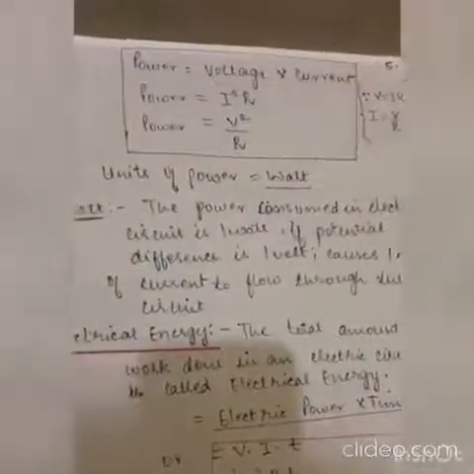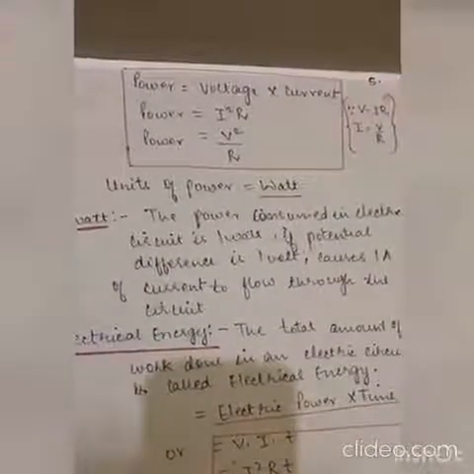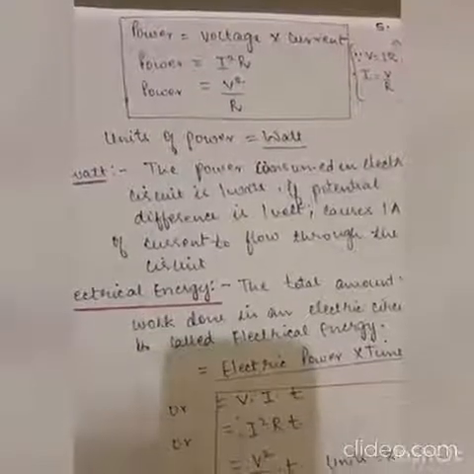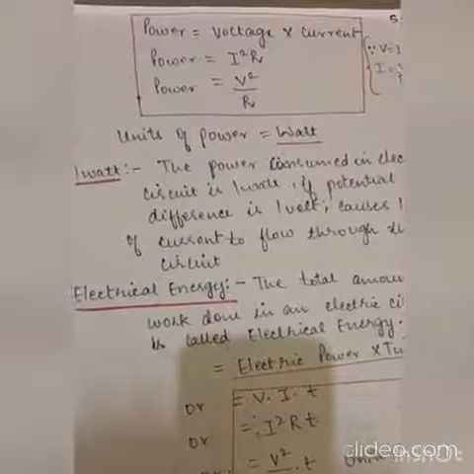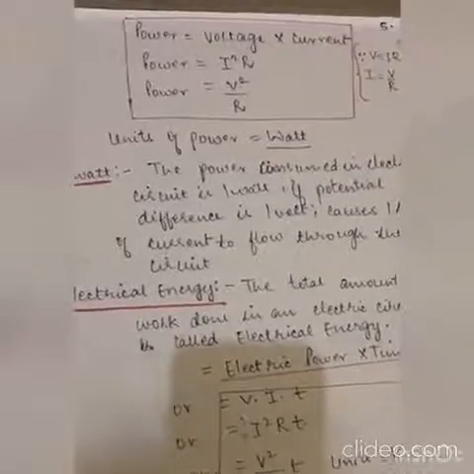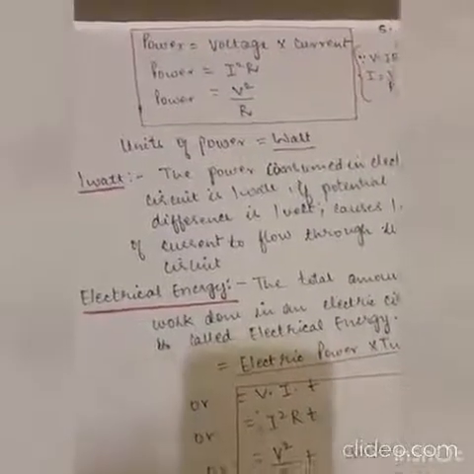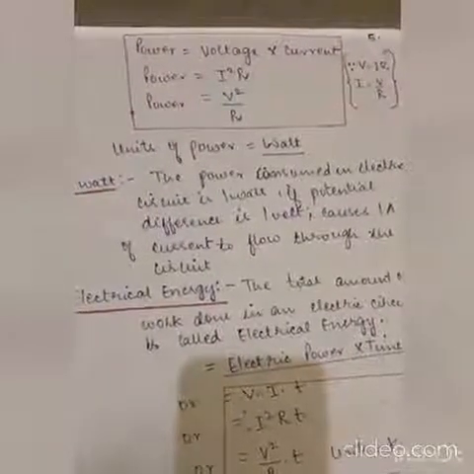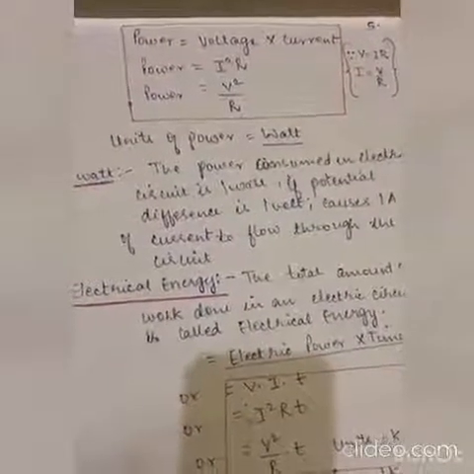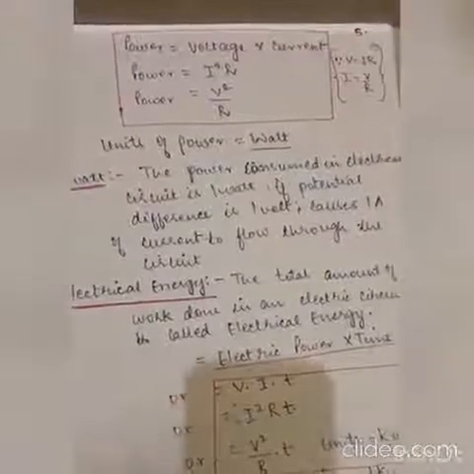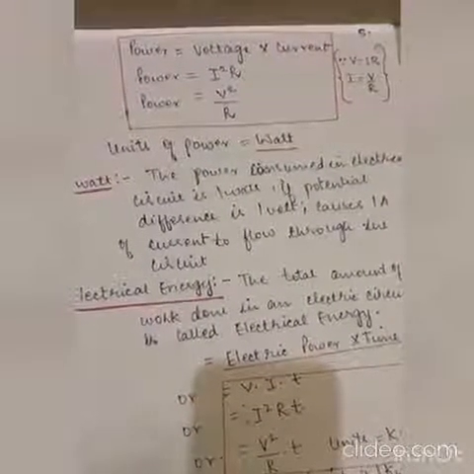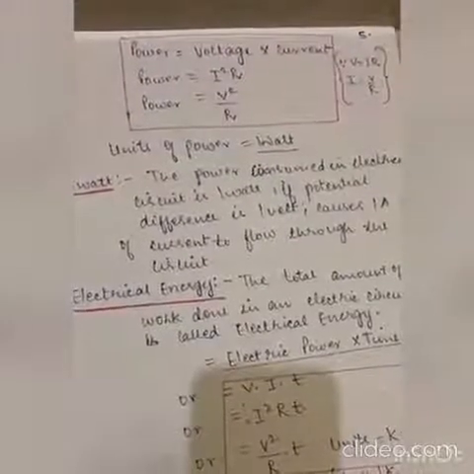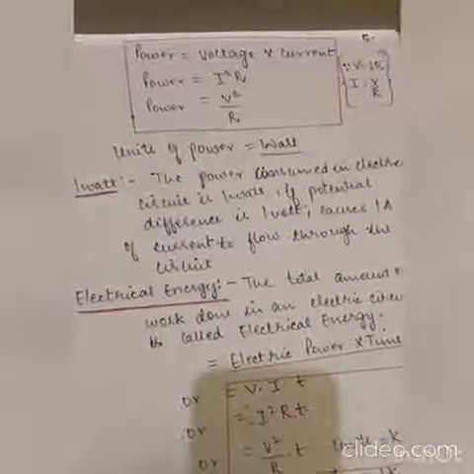Next, the different formulas for power are, first of all, from Ohm's law, V is equal to IR, we come to new formulas which are power is equal to V into I, or power is equal to I square R, or we can say power is equal to V square upon R. These are different formulas for power. So how can we define 1 watt of power? The power consumed in an electrical circuit is 1 watt if a potential difference of 1 volt causes 1 ampere of current to flow through the circuit.